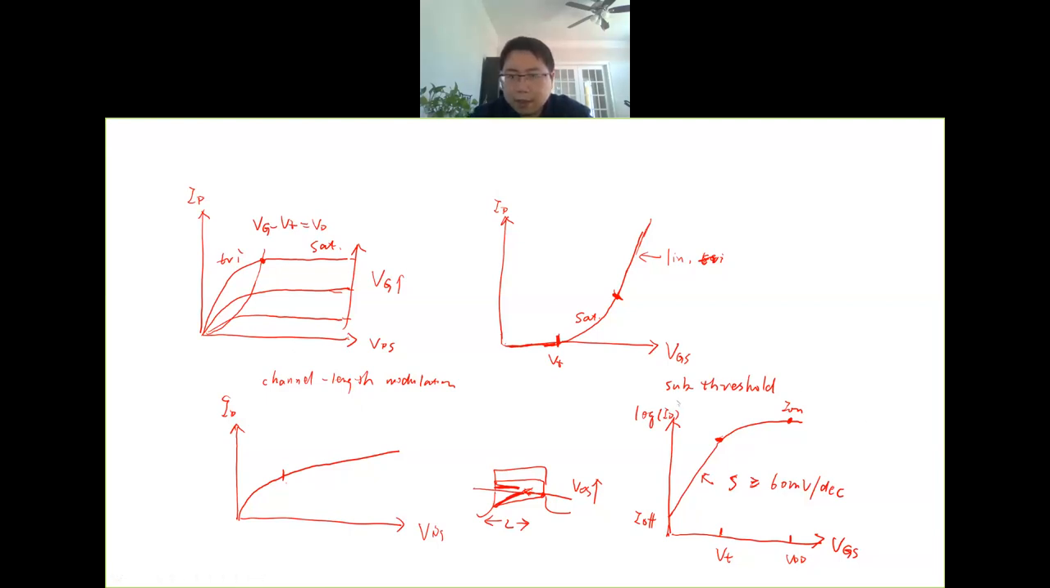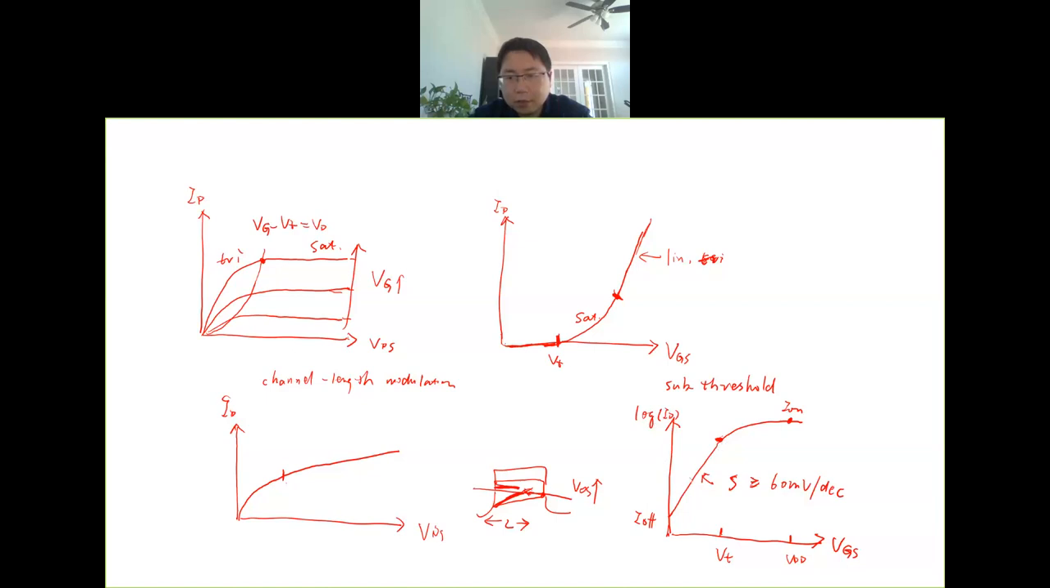Another second order effect is the subthreshold region, below the threshold voltage in the ID-VGS curve. The current is very small, so it's very hard to visualize. In order to see this small number, you have to take the log scale of the drain current. If you replot the curve in log scale, you can see this part. Below the threshold is a straight line in the log scale, which means it is an exponential function.